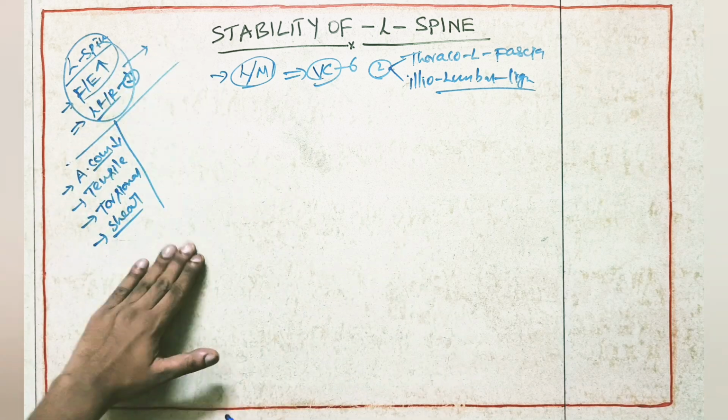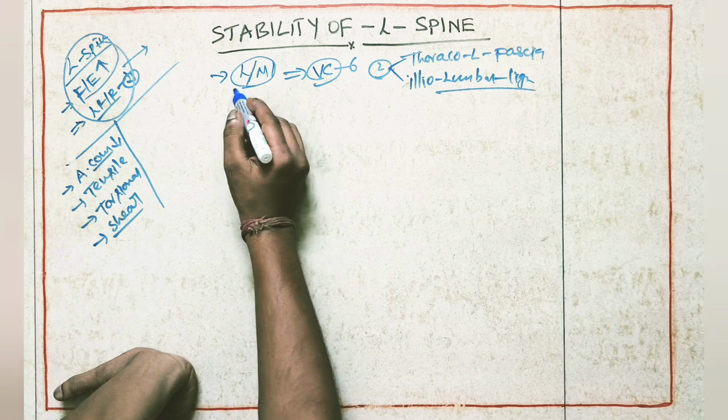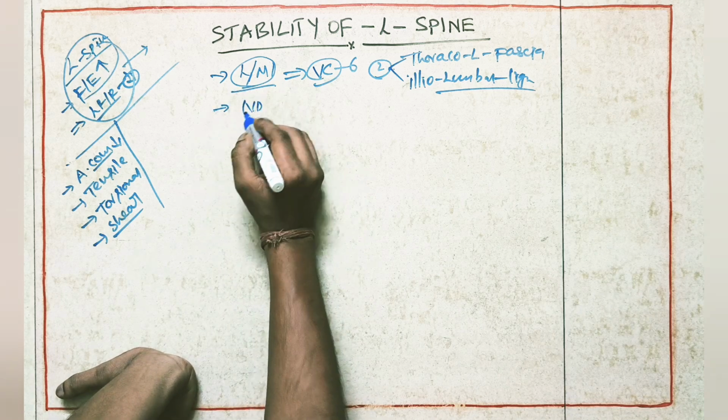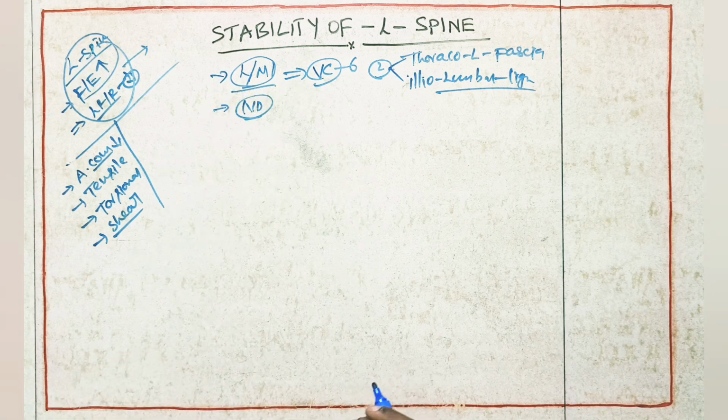So which structures help the lumbar spine get stability? Here, ligaments and muscles. Especially we can speak about the intervertebral disc also. Ligaments, muscles, and intervertebral disc are going to help.